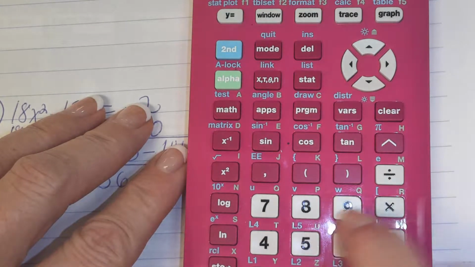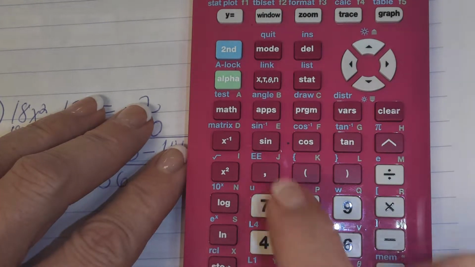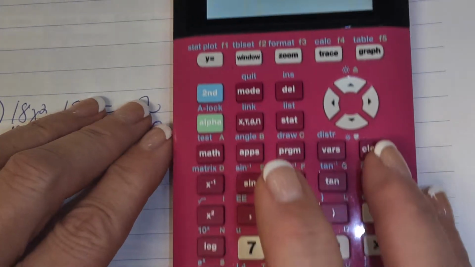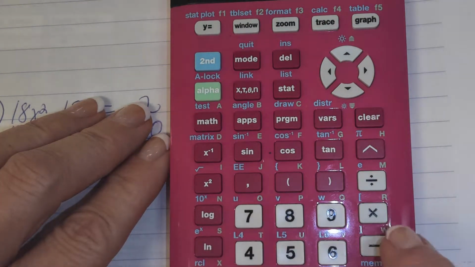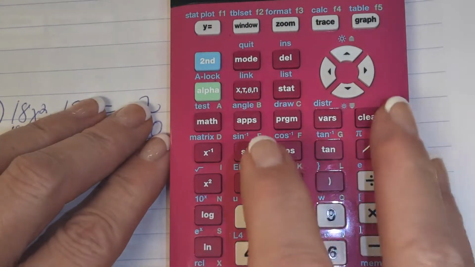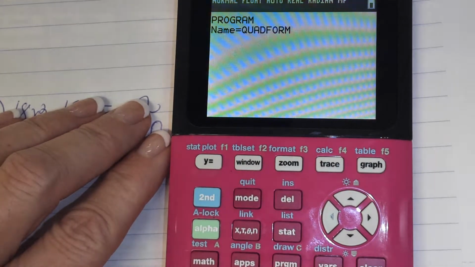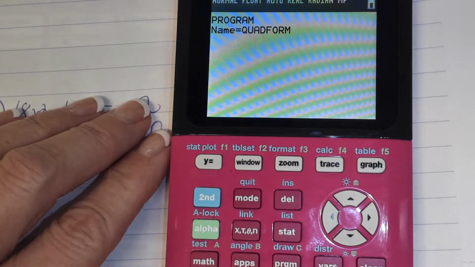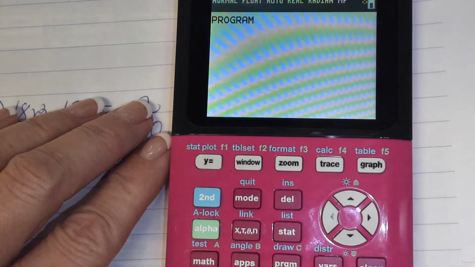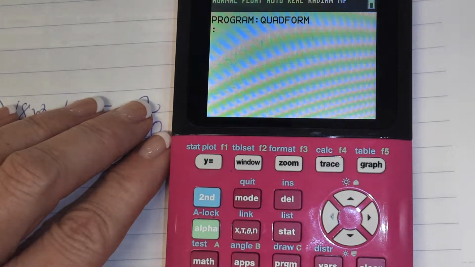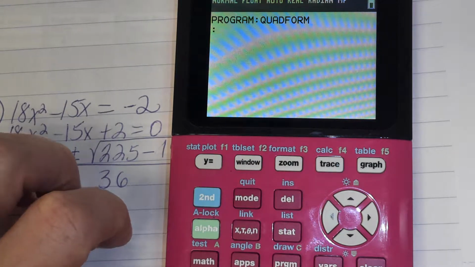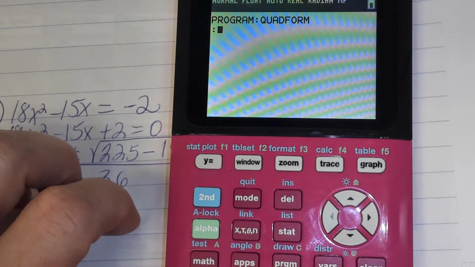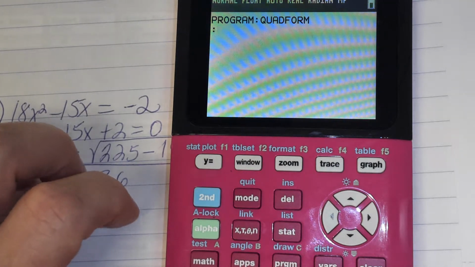So I'm going to have Q, then I'm going to put in U, A, D. If you want to call it quad form, go ahead and put in F, O, R, M. So I'm calling mine the quadratic formula, quad form. I'm going to go ahead and push enter. Raise your hand if you need more time to put that in. Okay, go ahead and put it in. You can also just call it quad.